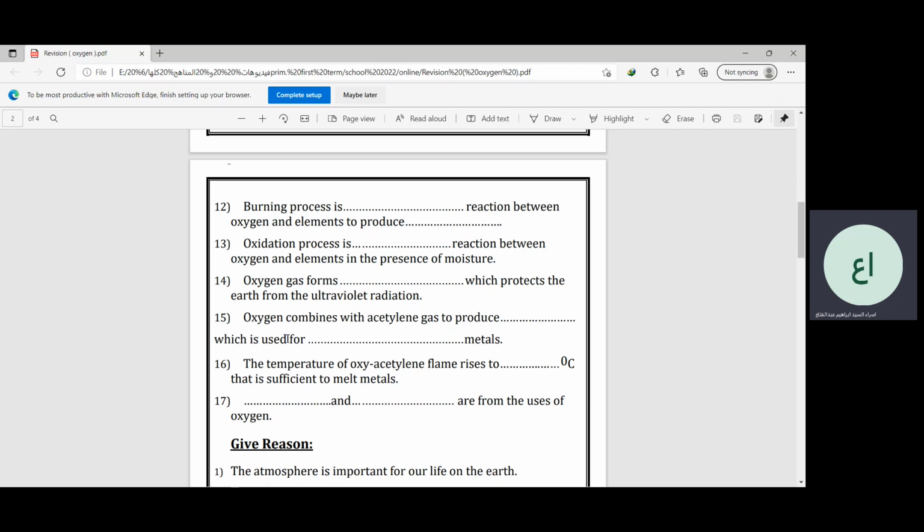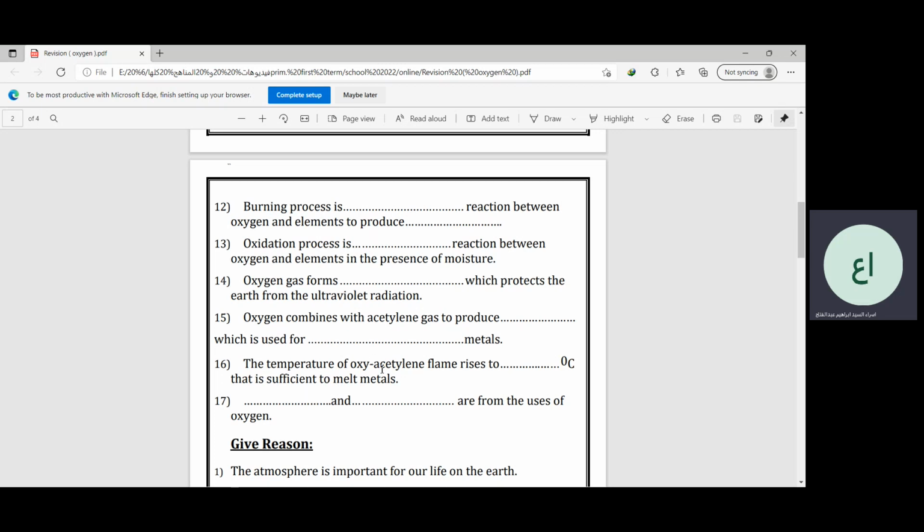ليه برضو؟ as its temperature rises to 3500 Celsius degree. Okay. تاني يبقى هنا الأكسجين combines with acetylene gas to produce oxyacetylene flame, which is used for cutting and welding metals.